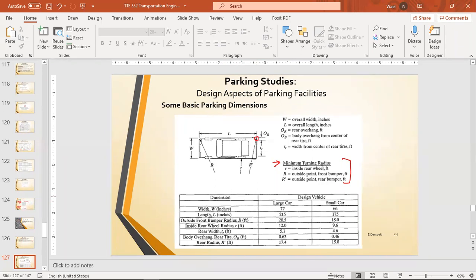These are some of the values for the dimensions of the vehicles. So here, for example, that's for a large vehicle, in inches. The width is 77 inches and the length is 215, and so on.